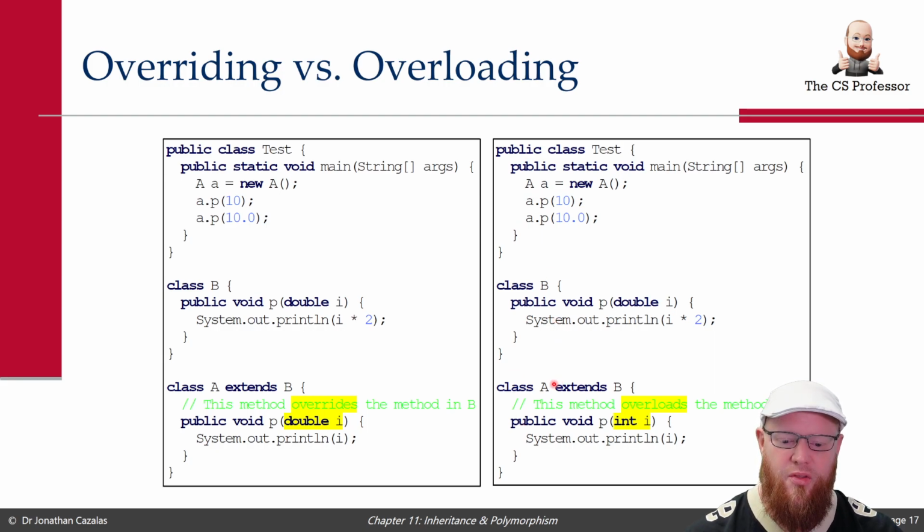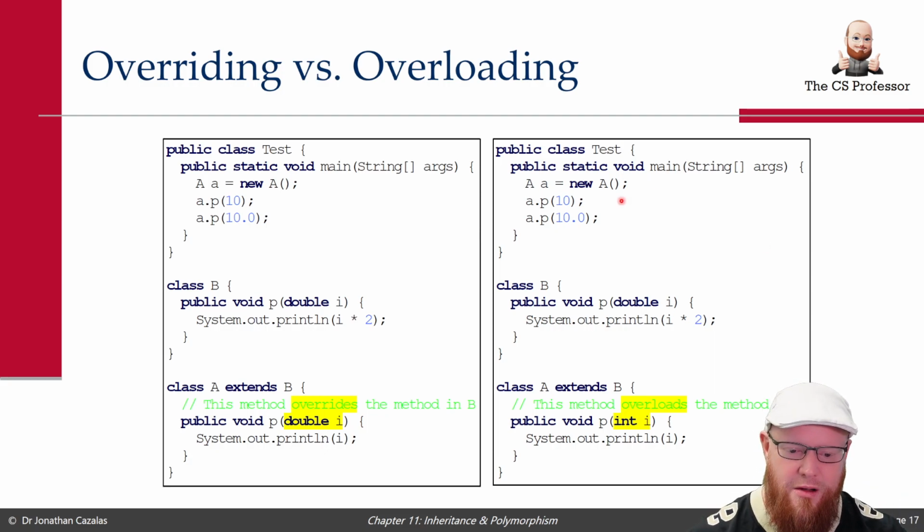Everything's the same. The only difference is, now notice, when class A extends class B, inherits from class B, notice the name and the signature of this method. Here we have public void P int I. So class A inherits this method P with this same signature, where this method P has a double as a parameter. And then in our class A, we say, well, let's also make a method P with an integer as a parameter. So this was not overriding.